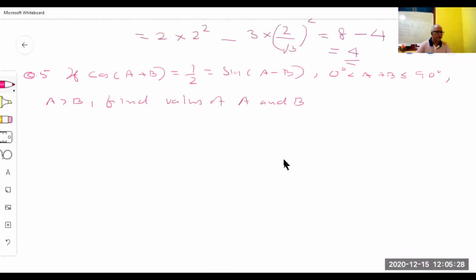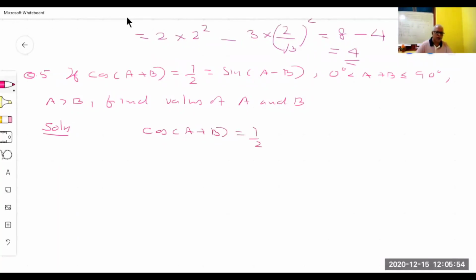Listen, the question is: if cos (a plus b) is equal to 1 by 2, and sin (a minus b) is equal to 1 by 2, with 0 less than a plus b less than 90 degrees, that is a plus b is an acute angle, and a is greater than b, find the value of a and b. So what is given? Cos (a plus b) is equal to 1 by 2.